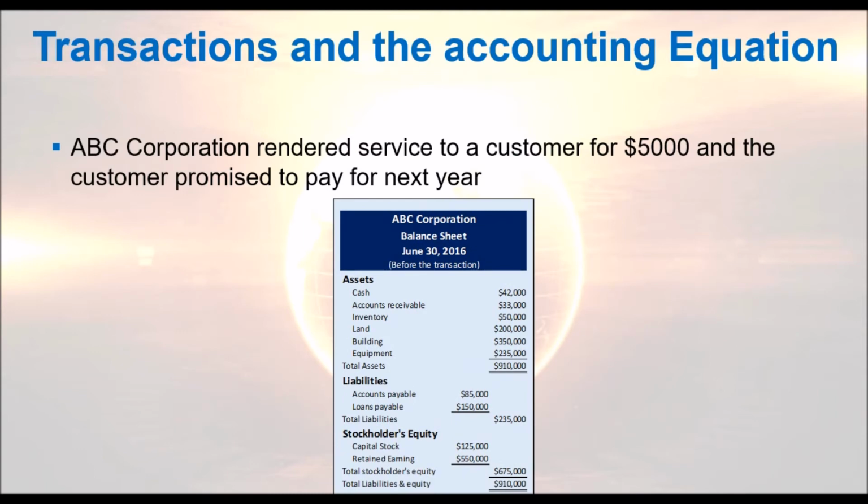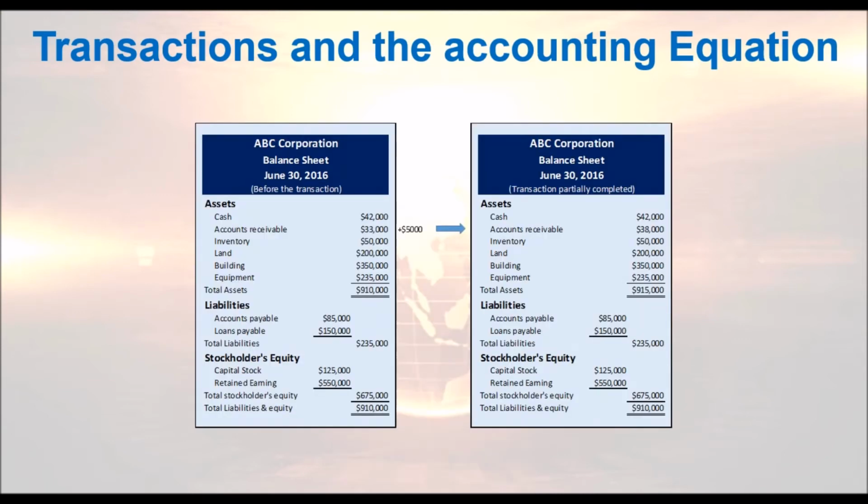Another example. The company ABC Corporation has rendered a service to a customer for $5,000, and the customer would be paying for it in the future, which is accounts receivable. Now, accounts receivable would go up by 5,000, because that's something that you'll be collecting in the future. Accounts receivable was 33,000. You increase that by 5,000, you make it 38,000.